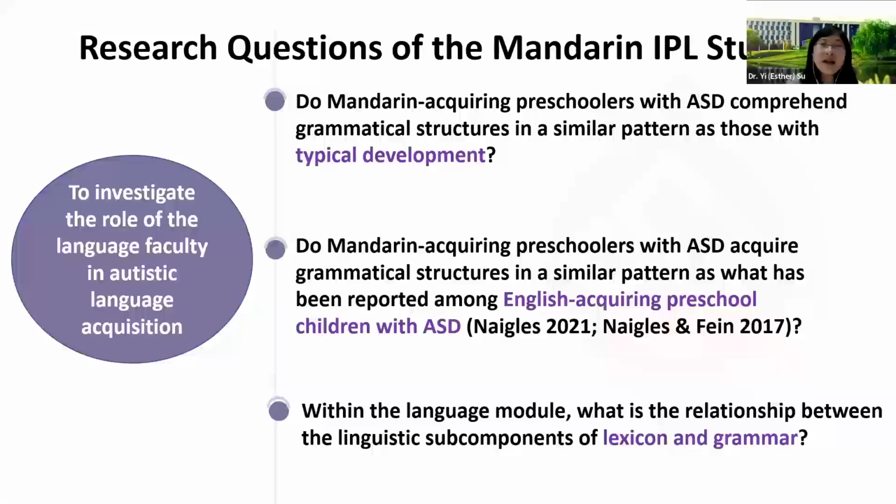Because our children are different from those in previous English studies, they are not matched with TD children on their vocabulary. So we asked, within the language module, what is the relationship between the linguistic subcomponents of lexicon and grammar? Specifically, do children with ASD need some vocabulary knowledge to construct their grammar, or can we see a dissociation between the domains of lexicon and grammar?